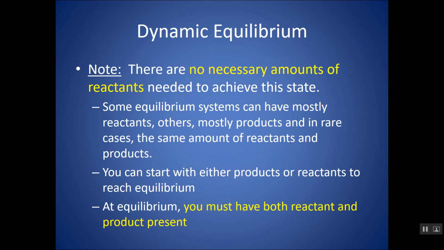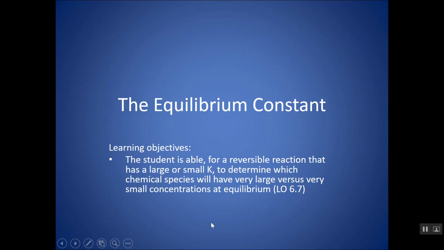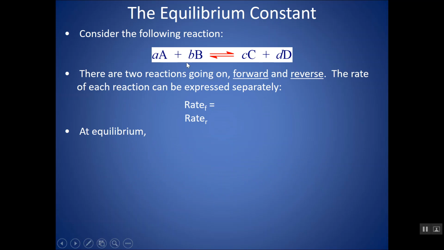We're going to examine different situations where you'll see different things here. And again, you can start with either products or reactants, but a stipulation is you have to have both reactant and product present. So we're going to write this thing called the equilibrium constant. So for any general reaction, okay, here's just a general reaction. There's two reactions going on. There's a rate going forward and the rate going in reverse.